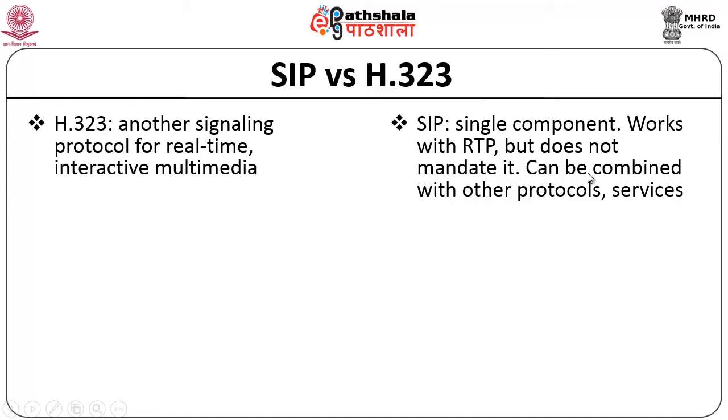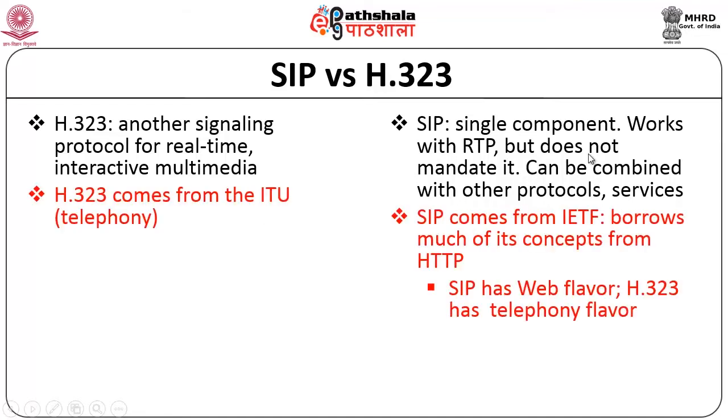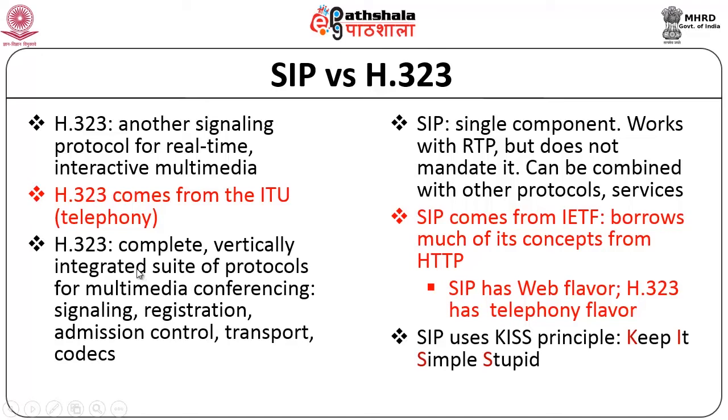Okay. So SIP can be combined with other protocols and services. So you can see that there is a lot of flexibility that is coming into SIP. And the H.323 comes from, as we saw, the telephony world, from ITU, whereas SIP comes from the networking world, from IETF. So it borrows much of its concepts from HTTP. So it has more of a web flavor, okay, whereas H.323 you can see will have more of a telephony flavor. And H.323 is complete in the sense that it has a suite of protocols for multimedia conferencing, signaling, registration, admission control, transport, codecs, everything is specified as part of the H.323 standard.